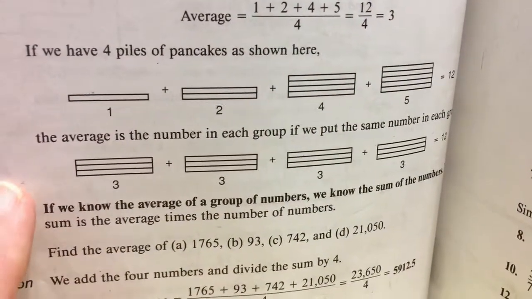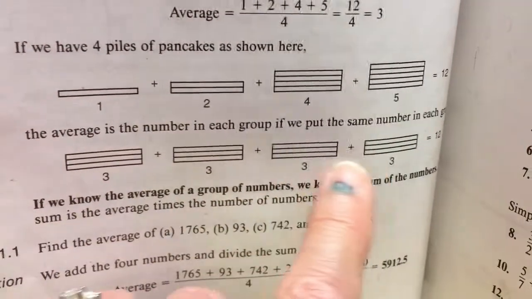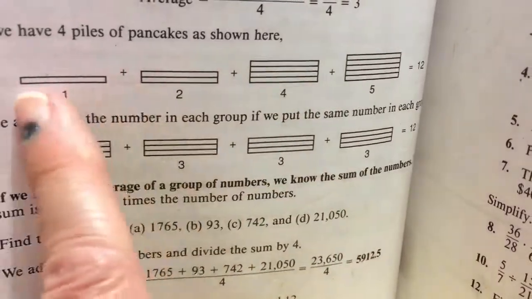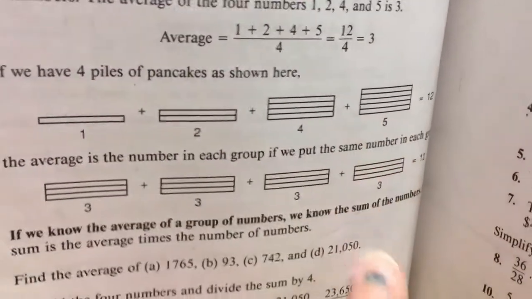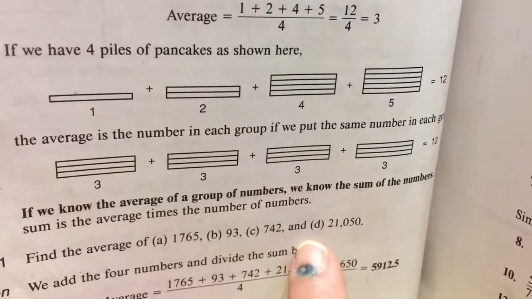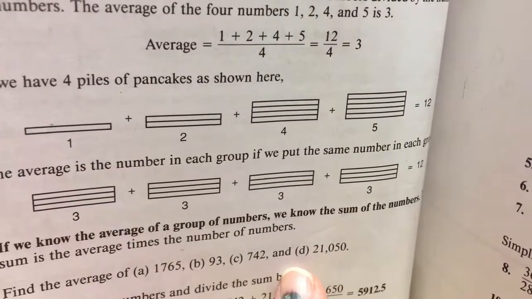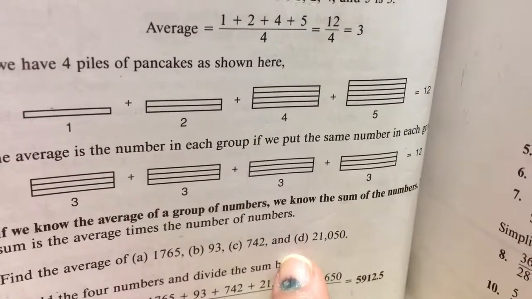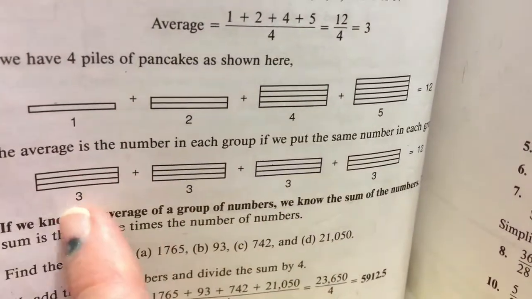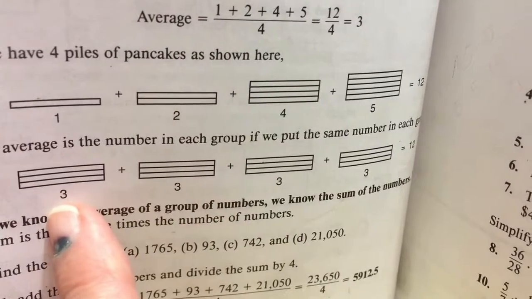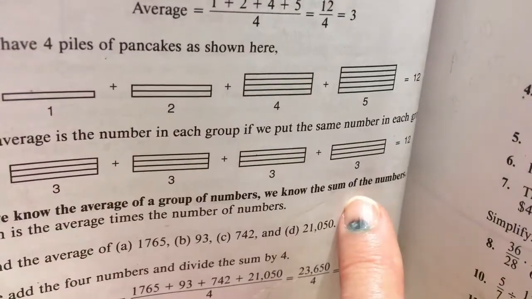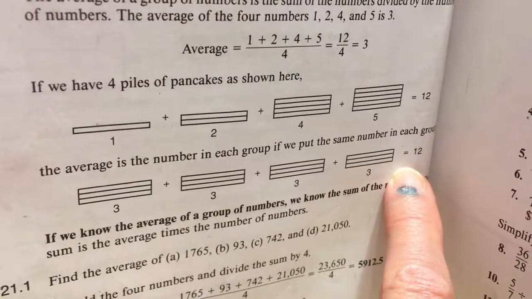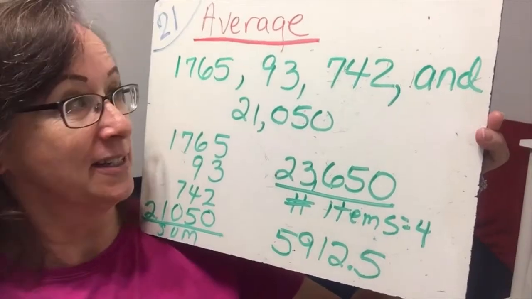So the average is the number of pancakes that each person would have if we had 4 equal stacks instead of 4 unequal stacks. So that's a good picture of the average. If we wanted to know the number of pancakes we have all together, we would just multiply the average, which is 3, by the number of stacks, which is 4, and get 12, which is the number that we had total.